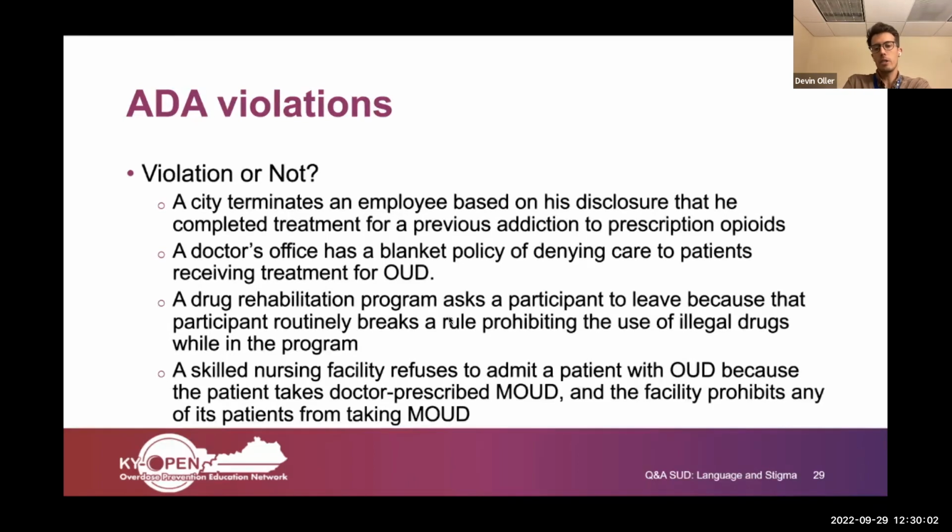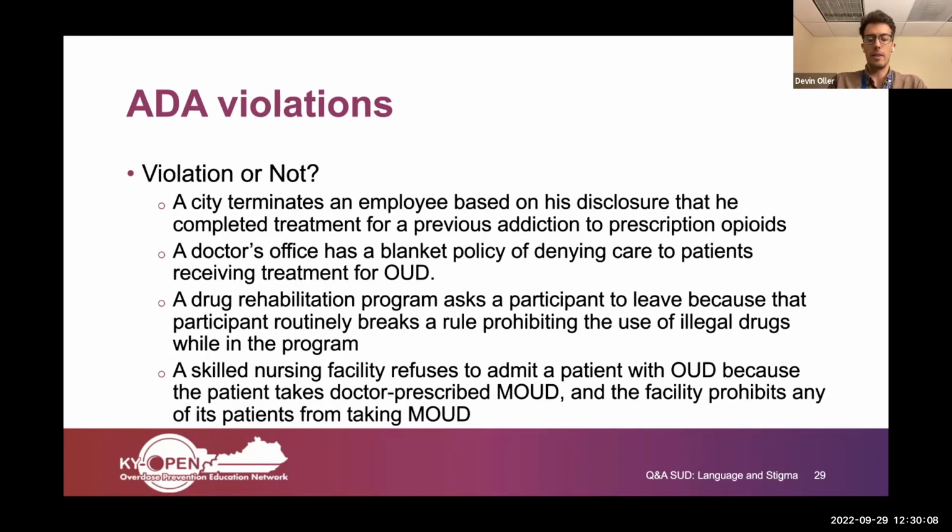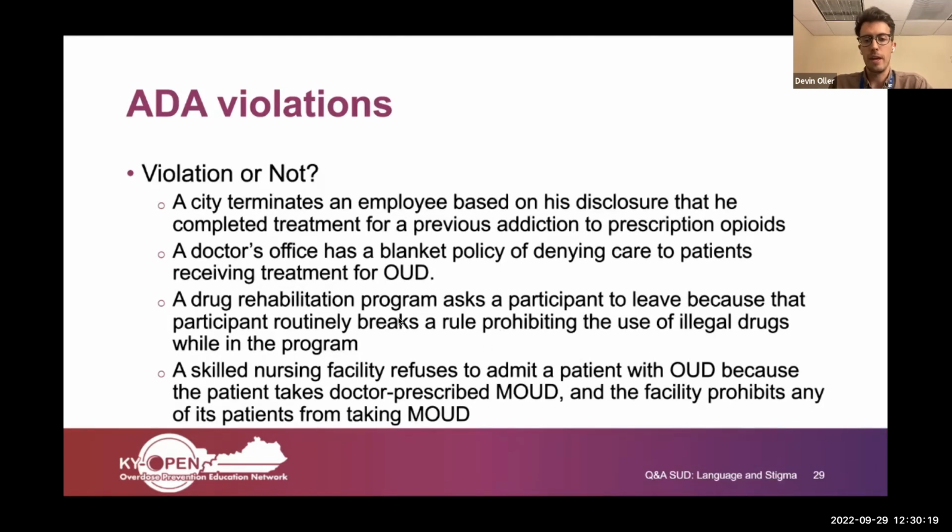And active ongoing use of illegal drugs is the main thing that protects that institution from a suit involving ADA violations, right? Now, if they ask the participant to leave because they are now disclosing a history of a certain drug use, then it would be closer to that first example.